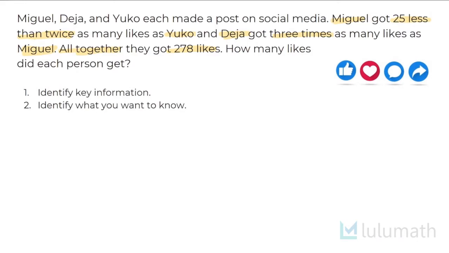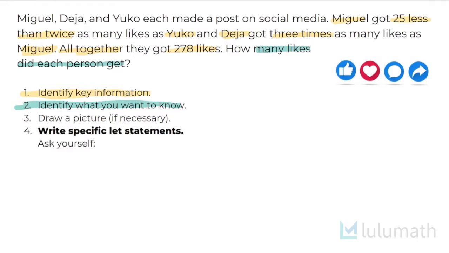Now I'm going to identify what it is that I want to know. So I want to know how many likes each person got. I did step 1 in yellow, that's the key information, and then step 2, identifying what I want to know, is in green. After that, I would draw a picture to help me visualize what's going on in the problem, if drawing a picture will be helpful or if it's necessary. In a question like this, drawing a picture isn't necessarily going to help me, so I'm going to skip that step.